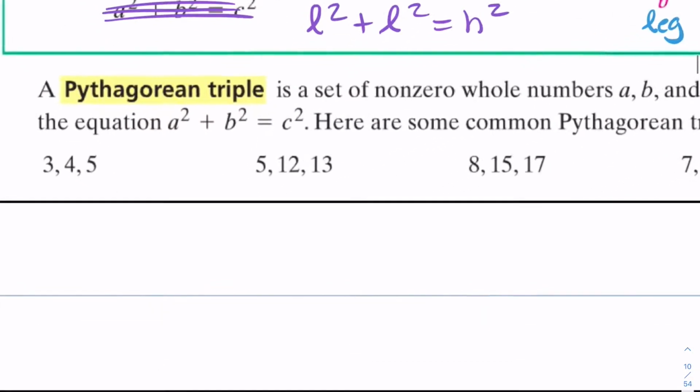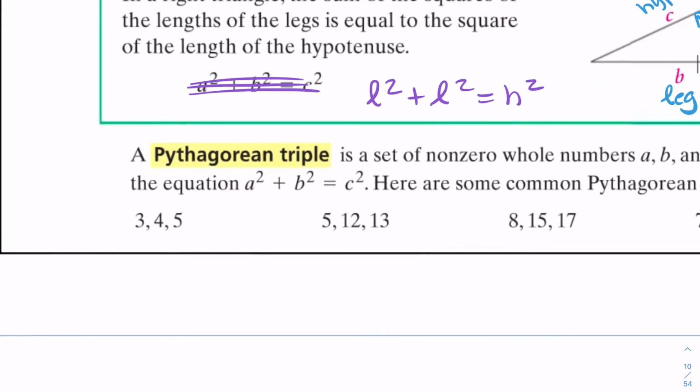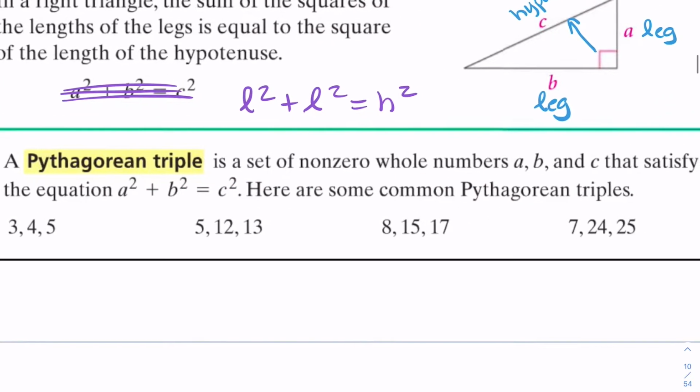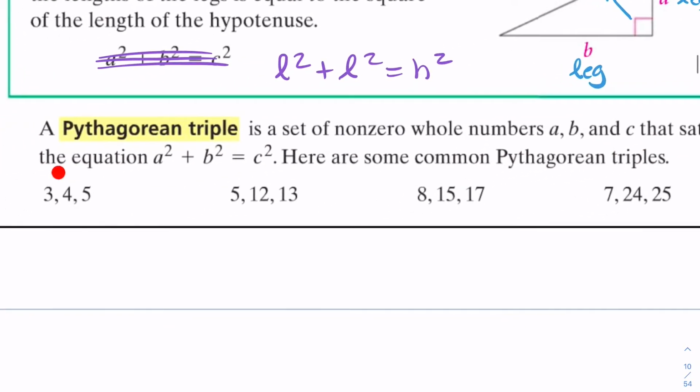Okay. Pythagorean triples are really cool. So a Pythagorean triple is a set of non-zero whole numbers, a, b, and c, that satisfy the equation leg squared plus leg squared equals hypotenuse squared.